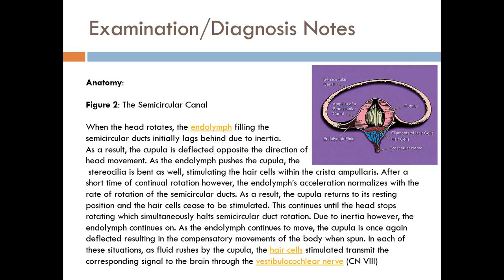So this continues until the head stops rotating, which simultaneously halts semicircular rotation. Due to inertia, however, the endolymph continues on. As the endolymph continues to move, the cupula is once again deflected, resulting in the compensatory movement of the body with it. In each of these situations, as fluid rushes by the cupula, the hair cells stimulated transmit the corresponding signal to the brain through the vestibulo-ocular nerve, which is number 8.